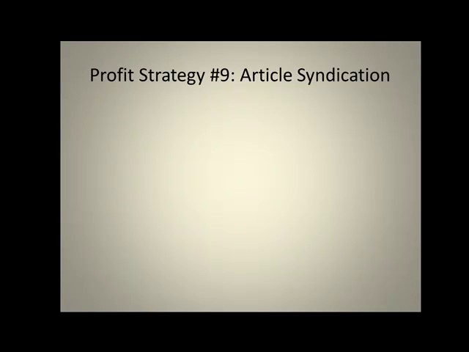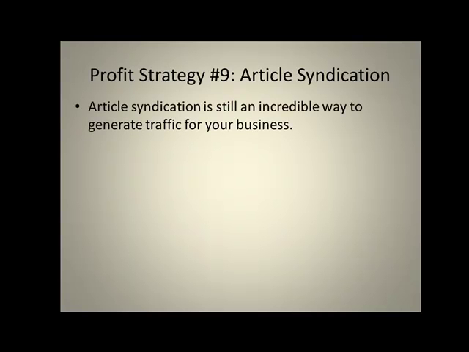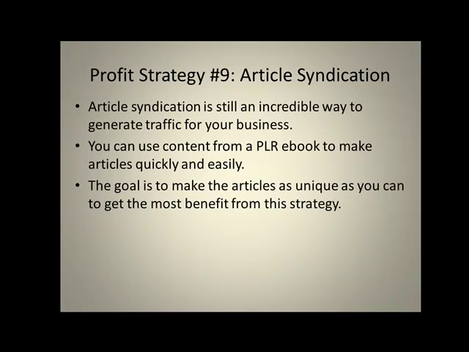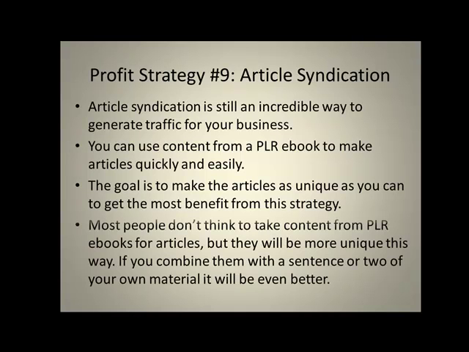So here's profit strategy number 9. This is talking about article syndication. Article syndication is still an incredible way to generate traffic for your business. Some people may think it's old hat, but just like ebook syndication, it's still a good strategy to use. You can use content from a PLR ebook to make articles quickly and easily. The goal, again, like we talked about previously with Web 2.0 marketing, is to make the articles as unique as you can to get the most benefit from this strategy.